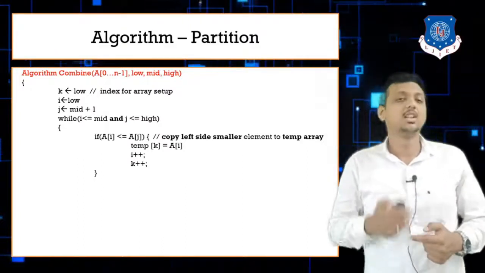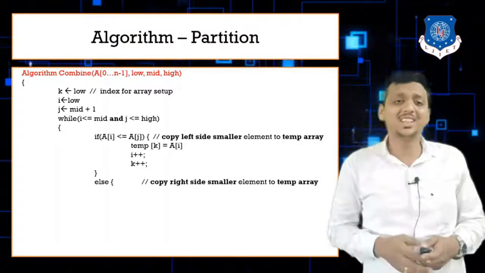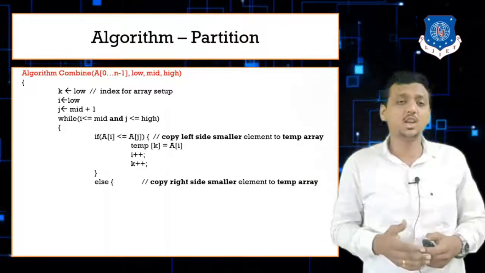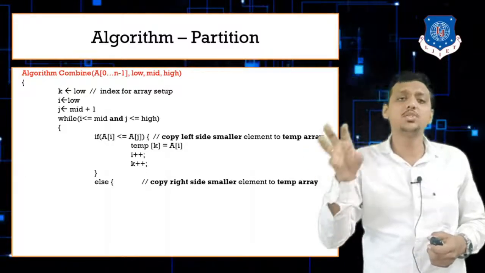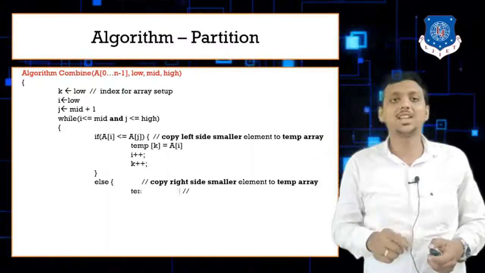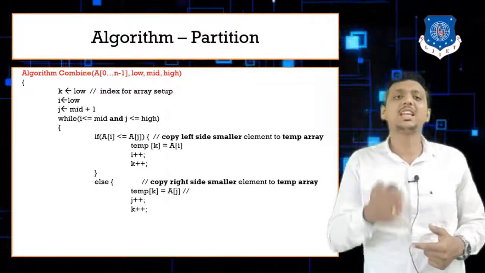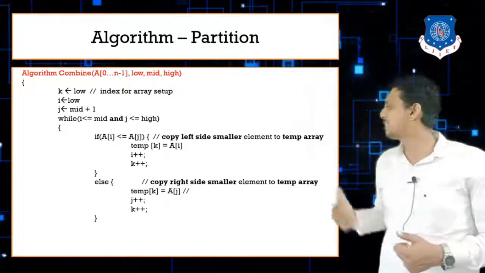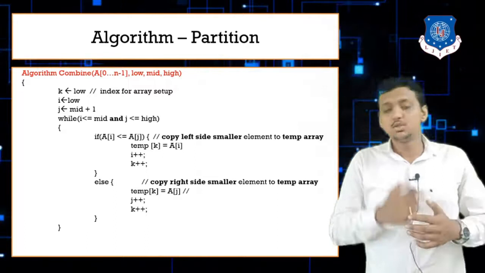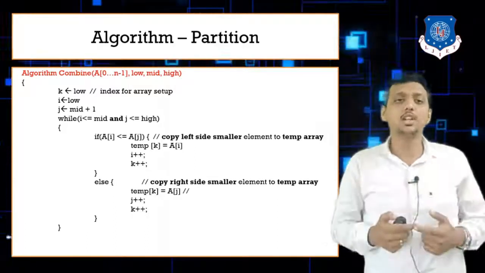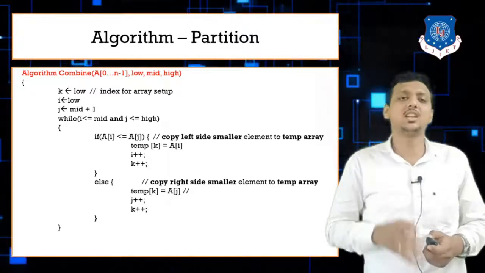That's it. What about the else part? Suppose a of j is lesser than a of i. So what you need to do is put the smaller value, a of j, into the temporary array. It goes like this: temp of k is equal to a of j, then j plus plus, k plus plus. So the else part is completed and the while loop is completed over here. This loop keeps going while i is less than or equal to mid and j is less than or equal to high.